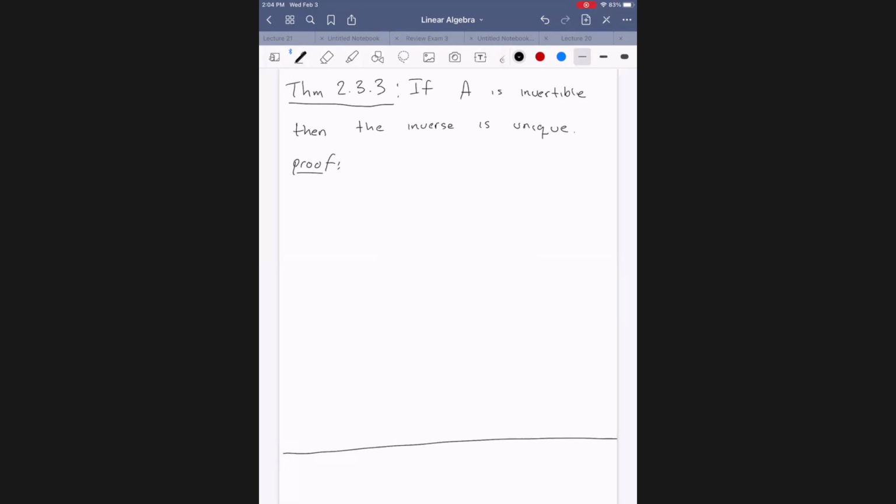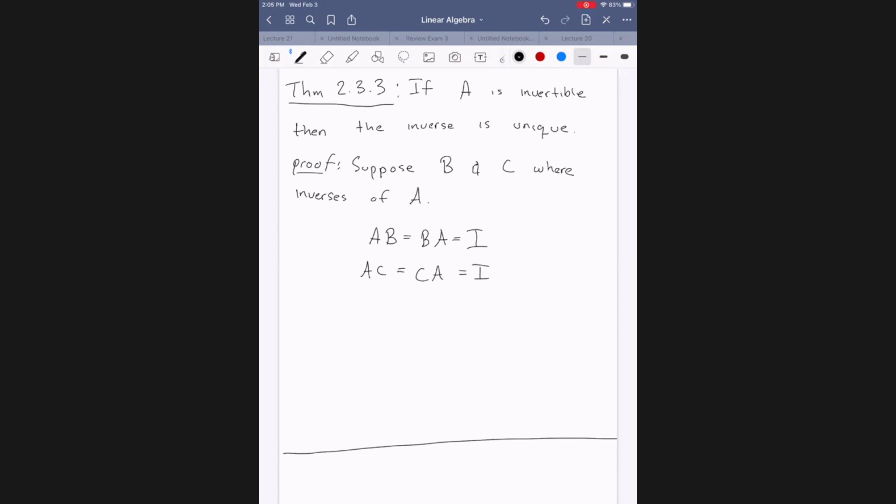So basically, this is another proof by contradiction, right? So suppose instead of only having one inverse, suppose you had two. Suppose B and C were inverses of A. Okay. What does that mean? If you remember the definition, that just means that AB is equal to BA is equal to the identity, right? And also that AC is equal to CA is equal to the identity, right? We know this.